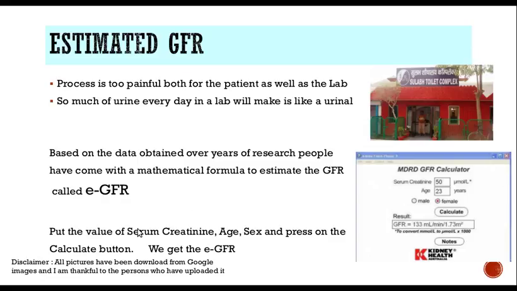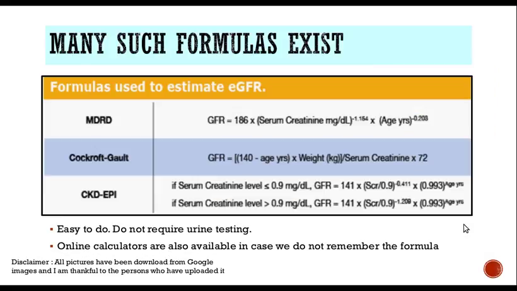There is a complex formula, but if we put in the values of serum creatinine, age, and sex of the patient, and then press the calculate button, we get the eGFR. These formulas are available online. We just have to feed the values, press calculate, and we get the result, which is the estimated GFR. Now, there are many such formulas. You have the MDRD formula, you have the Cockcroft-Gault formula, you have the CKD-EPI formula, and the formulas are given here. We don't really need to remember all these formulas. It is available online. You just have to ask for the formula, feed the values, and the eGFR comes.